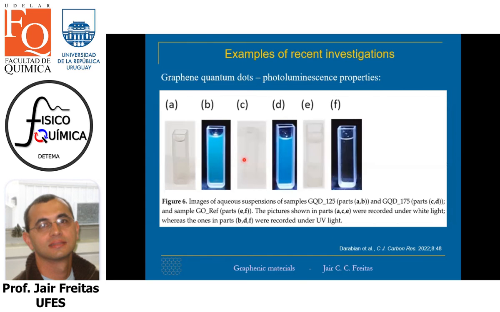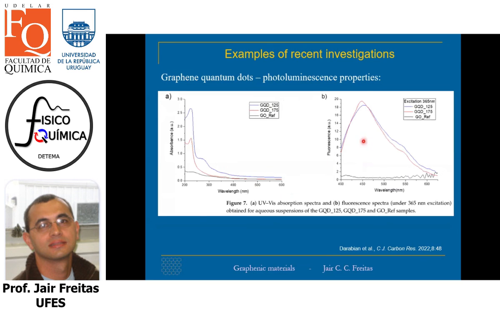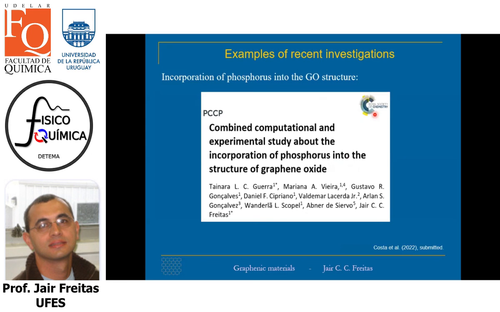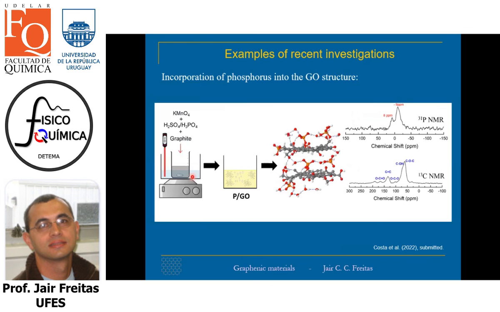And the fluorescence of these materials was investigated. Here I show examples of pictures taken under ultraviolet light irradiation. You can see that the samples indeed exhibit fluorescence, and of course the fluorescence spectrum showed a maximum of the signal after irradiation, again in the UV. Just for comparison, this is the graphene oxide, the precursor. So the properties are indeed related to the formation of these confining systems that we call carbon dots, or in this case, graphene quantum dots. Probably, I think this is the last example. I show here a combination of computational and experimental study about the incorporation of phosphorus in the structure of graphene oxide.